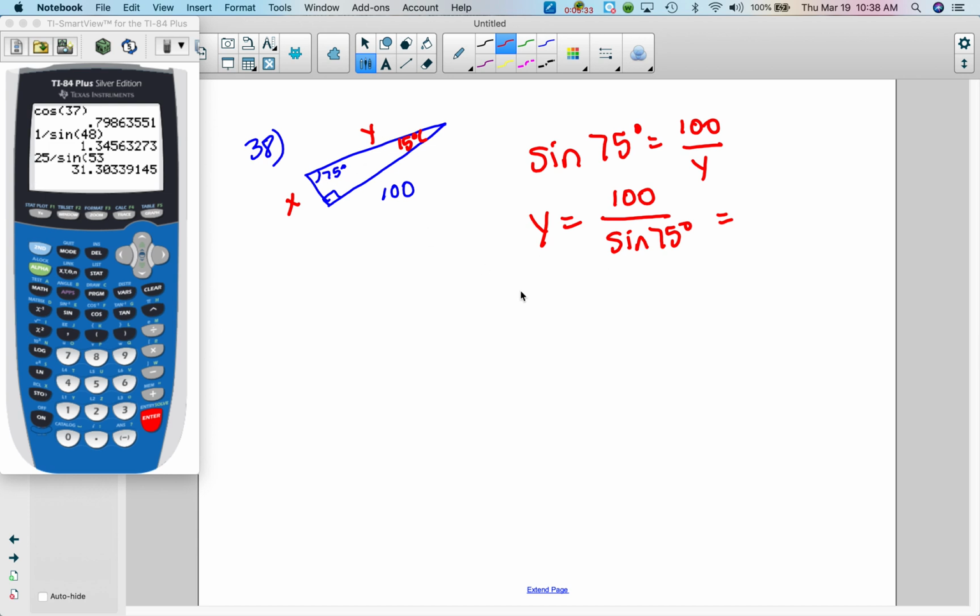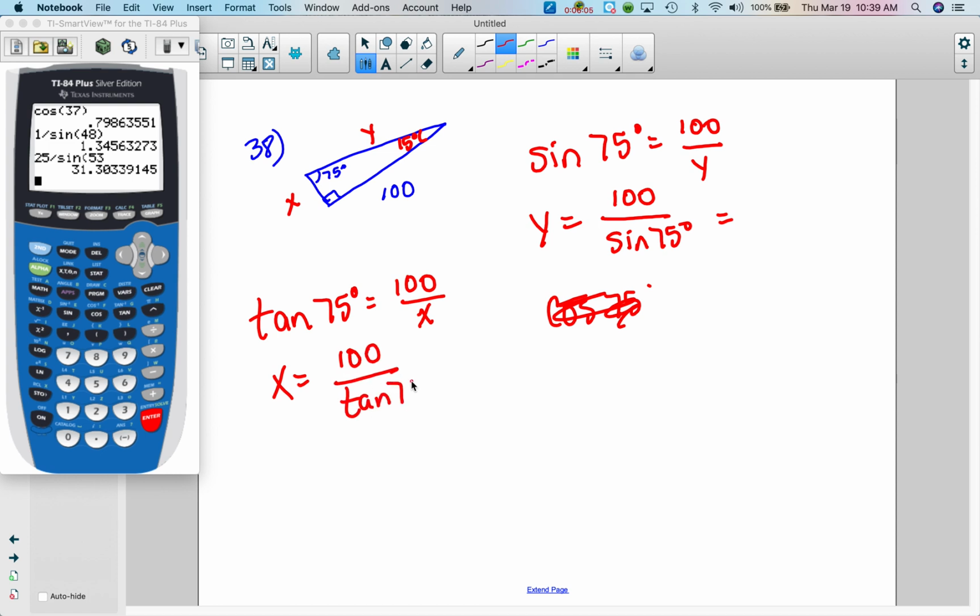And then for the other one, you could use the 15 as well if you wanted to. Now we want to involve the x. Let's say tangent 75 degrees equals opposite over adjacent. So then we get x equals 100 over tangent 75. And again, I'll leave you to find that out, but don't leave them like that. Actually, go ahead and get a decimal approximation on those.